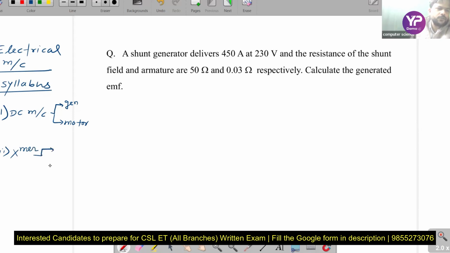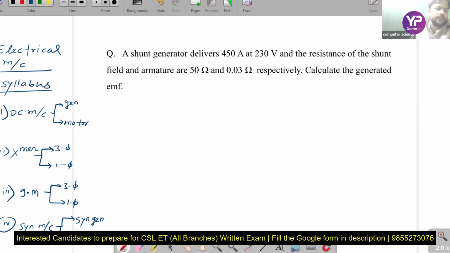Transformer has two supply connections, one is three-phase connection and the other is single-phase connection. Third, we study induction motor. Induction motor has two types, one is three-phase induction motor and the other is single-phase induction motor. Fourth, we study synchronous machine. Synchronous machine works in two segments, one is synchronous generator and the other is synchronous motor.